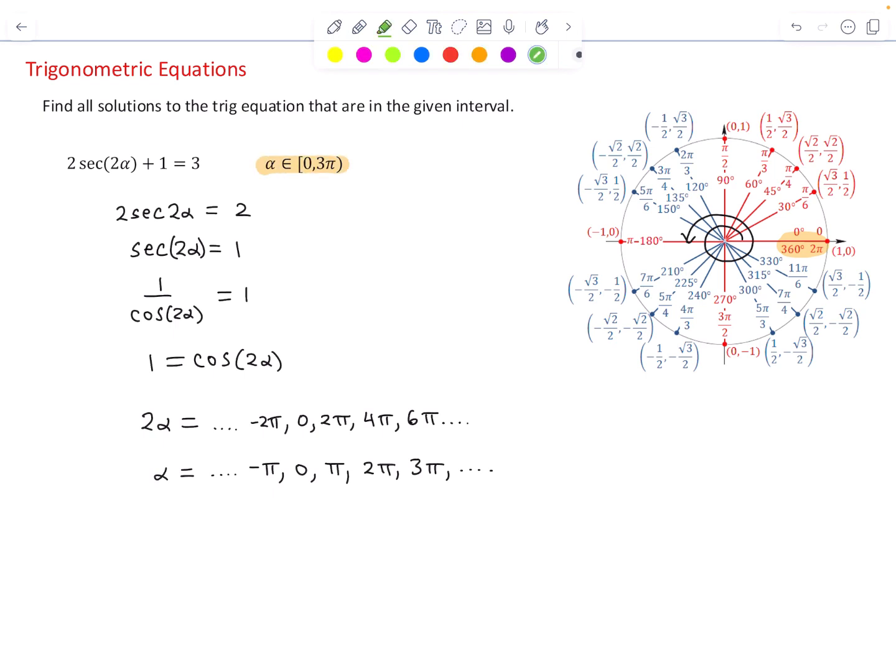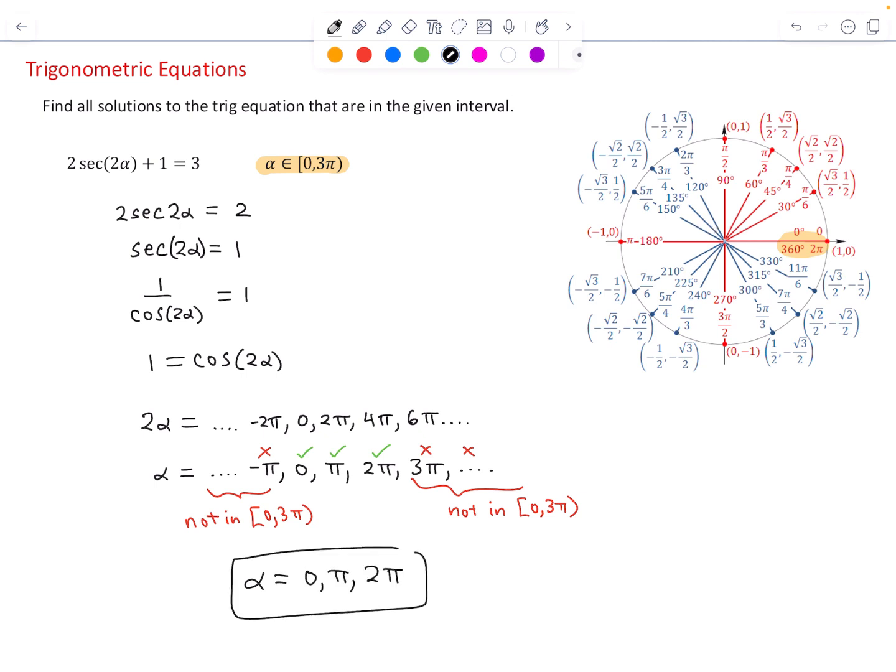So I want to keep every single alpha in this list that is between 0 and 3 pi, including the 0. So 0 counts, pi counts, 2 pi counts, but excluding 3 pi. The 3 pi and on won't count. They're not in the window. Nor will any negative angle, because negative angles are not in this window. So the only values of alpha that we wind up keeping are these three, 0, pi, and 2 pi.